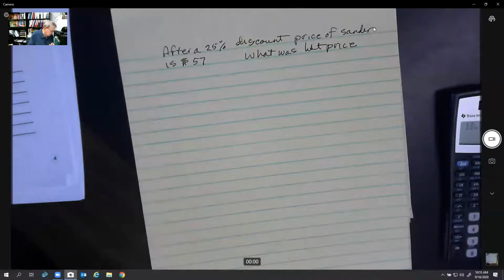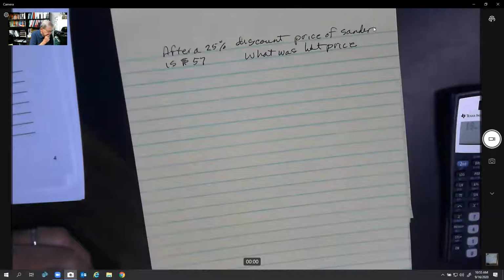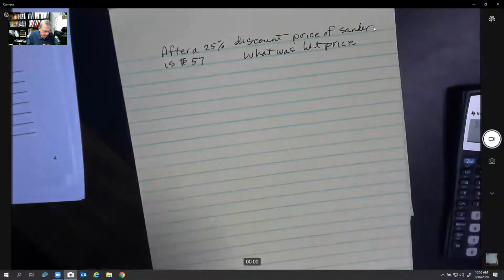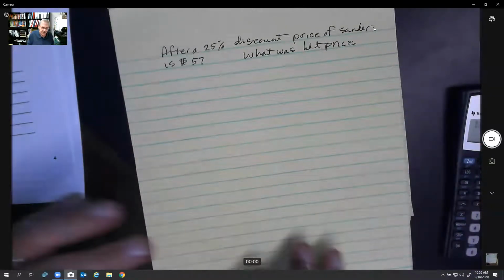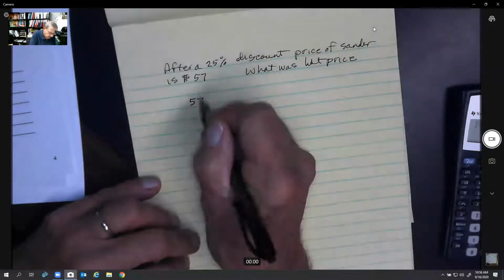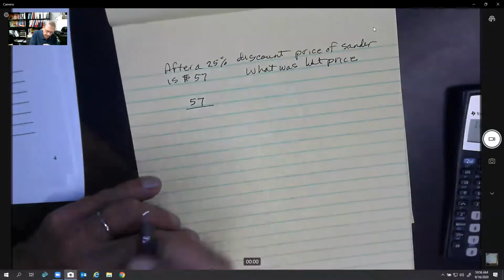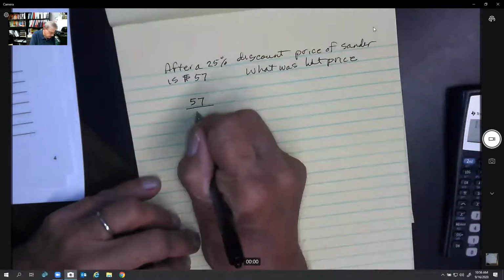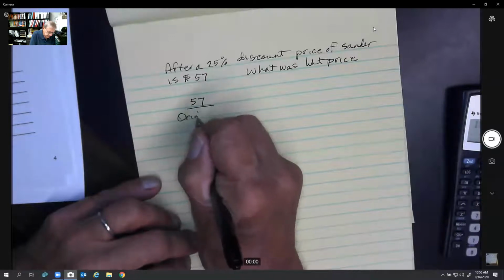Okay, so this one's a little bit more complicated than we usually do. I'm trying to show you the easiest way to do it. Let's do it this way. The $57 is what you're paying for this thing, right? That's the part. And we're trying to figure out what the original price was. And we're going to set this up by a proportion on this particular problem. And this was the total price, the original price. Let's just put original.